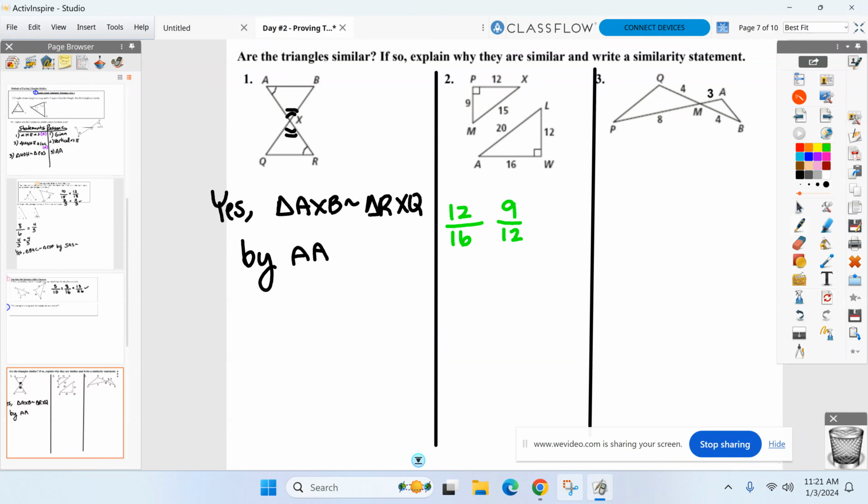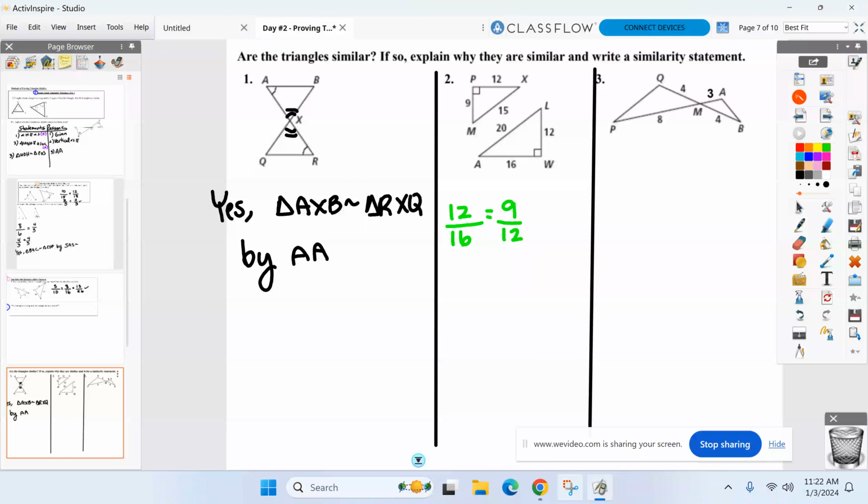Are those in the same ratio? 12 over 16, 9 over 12? And again, if you're unsure, go back to Gianna's method, which is cross multiply, or type it in NumWorks, both fractions, and it should give you the same reduced answer. And yes, it is. They are equal.